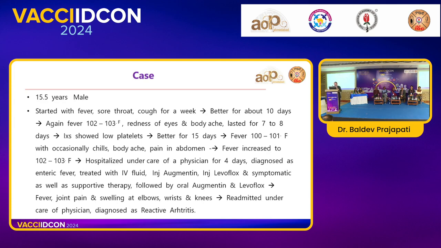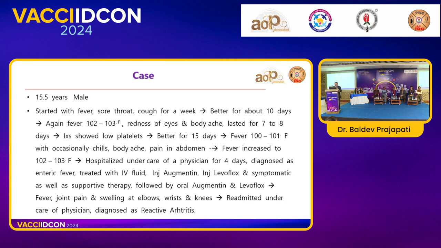Started with fever, sore throat, cough for a week, better for somehow 10 days. Again, high grade fever 100 to 103, redness of eyes, body ache, lasted for a few days. Low platelets were detected. In between, the child was better for 15 days. Again, the fever started, and I think this type of story is not uncommon.